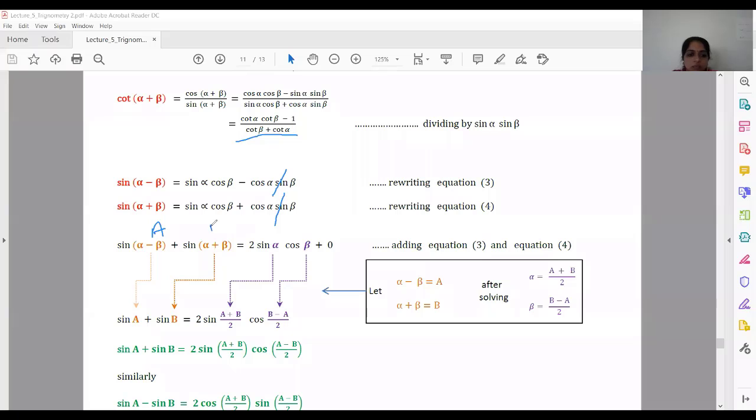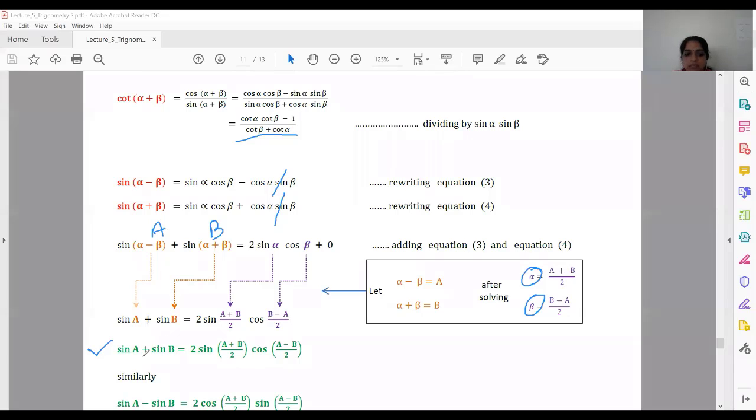So this is beta. So alpha is (A plus B) by 2, beta is (B minus A) by 2. If I substitute the value of alpha and beta in this equation, then alpha is (A plus B) by 2, beta is (B minus A) by 2, alpha minus beta is A, alpha plus beta is B. So this is our cos beta, (B minus A) by 2, which is similar to cos (A minus B) by 2. So this is our first formula of sin A plus sin B.